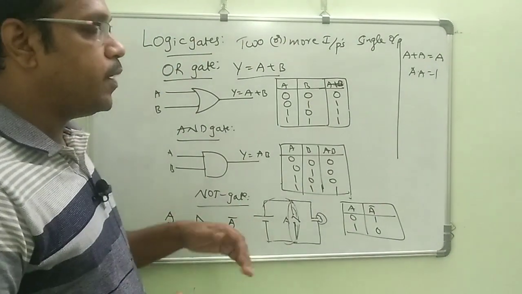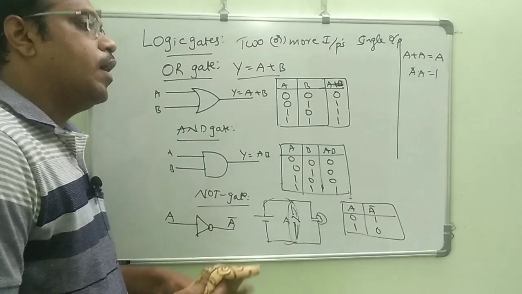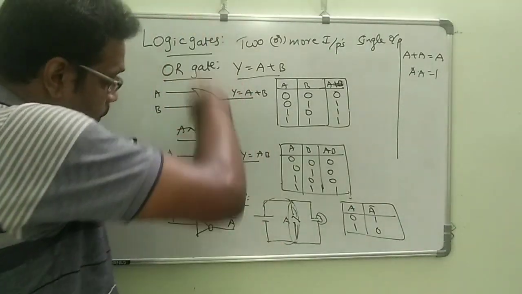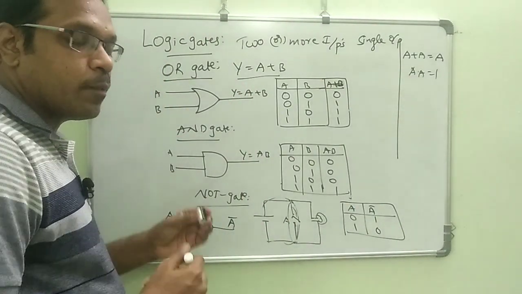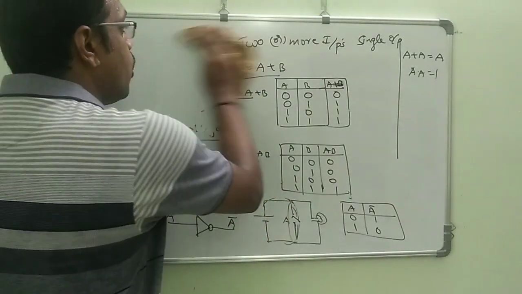So these three are called basic gates. From this we can get the universal gates, which is very important, and we can also prepare these fundamental gates by using the universal gates called the NAND gate and the NOR gate.